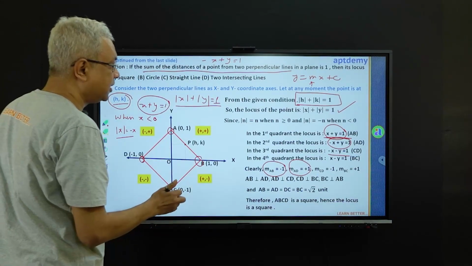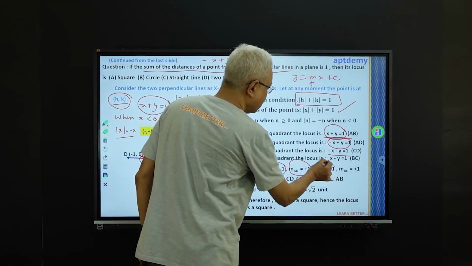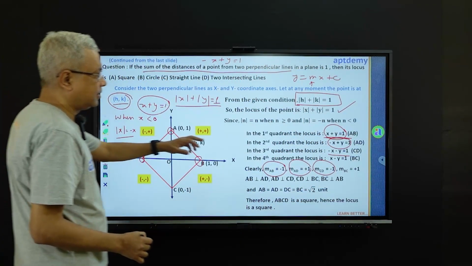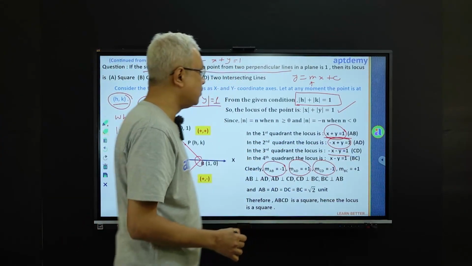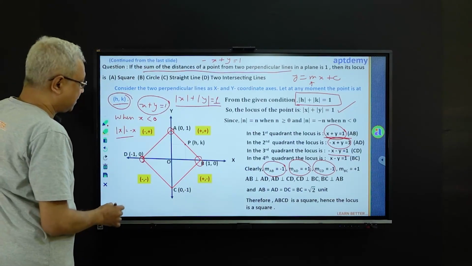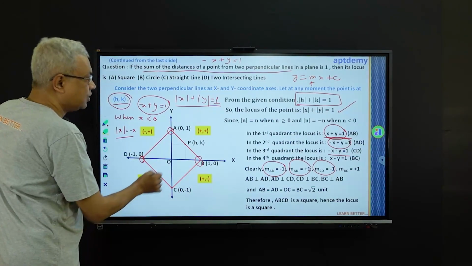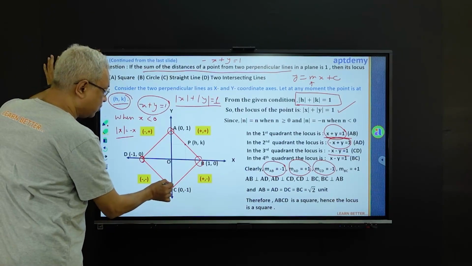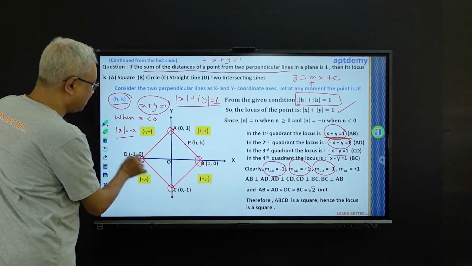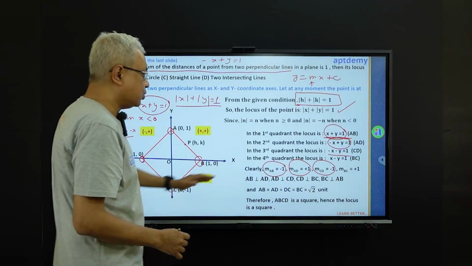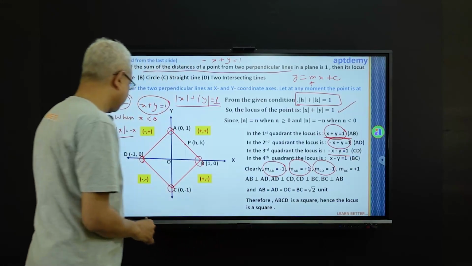And minus x minus y equal to 1 is also representing a straight line, and its gradient is negative 1. Just compare with the y equal to mx plus c format. It intersects the x axis at (-1, 0) and the y axis at (0, -1), and these points are D and C, and the line connecting D and C is DC, whose slope is actually negative 1.